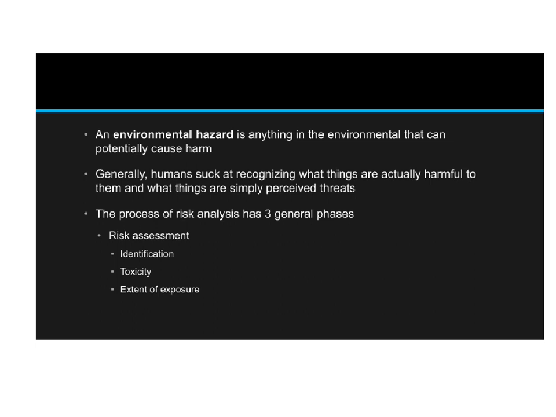And again, what you just saw was an environmental hazard graph. It's anything in the environment that can potentially cause harm. Generally, humans are bad at recognizing what things are actually harmful to them and what things are simply perceived threats. And I want to be clear, murder would be something that would be immediate and acute, right? If you're murdered, you're dead.